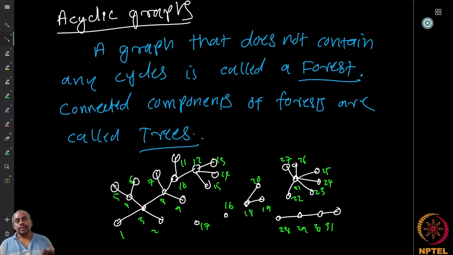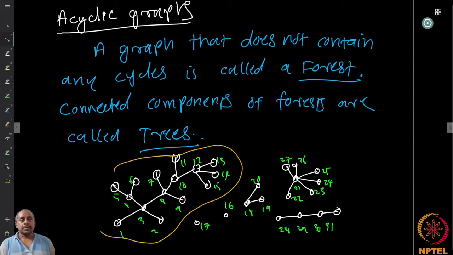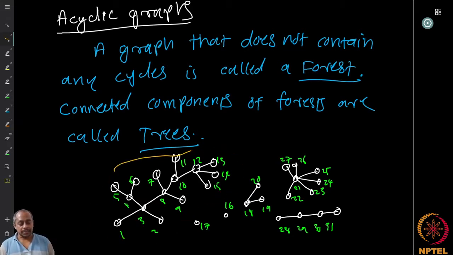Components are the maximal connected subgraphs, if you remember. So you can see that there is this one component. Then there are these two single vertices, 17 and 16, which are components. Then there is this path on three vertices, which is another component. And then you have a vertex with several neighbors. This is another component. And there is a path again on four vertices. So these are all examples of trees, and together they form an acyclic graph, which we call a forest.